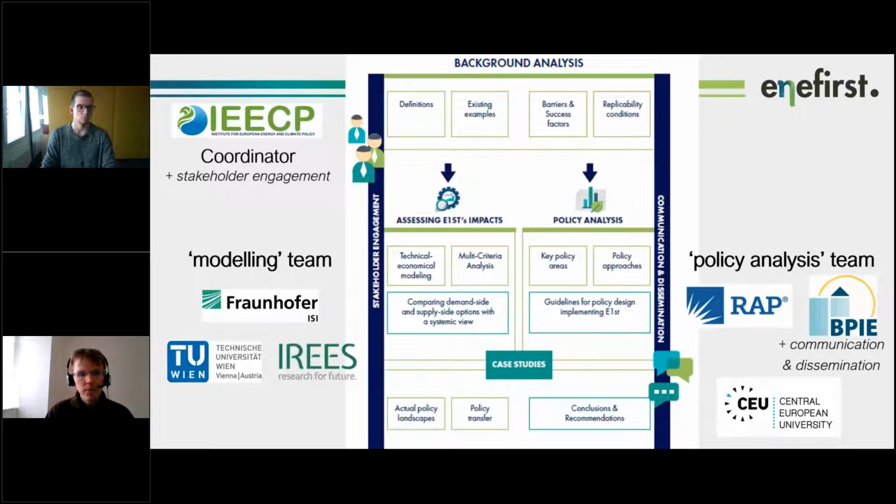So basically the project is structured around 2 streams of analysis. One that is more quantitative and based on modeling. That's the one that is presented today. And the other one is related to policy analysis. We have 7 partners in the project. ICP is coordinating. Fraunhofer, that is represented today by Tim Mandl, is leading the modeling part together with TU Wien and IRIS.